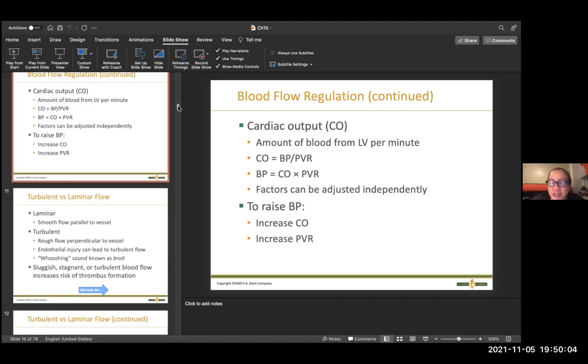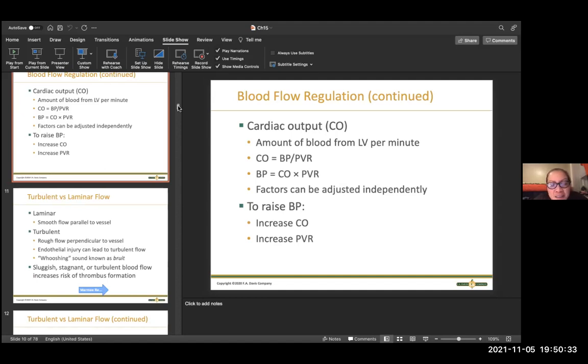Why is this the answer here? Because it came from my professor. So here, what are the two things that go together with the BP? The CO and the PVR. Okay. Now, what does this mean? It's a multiplication, right? It means both are directly proportional to BP.